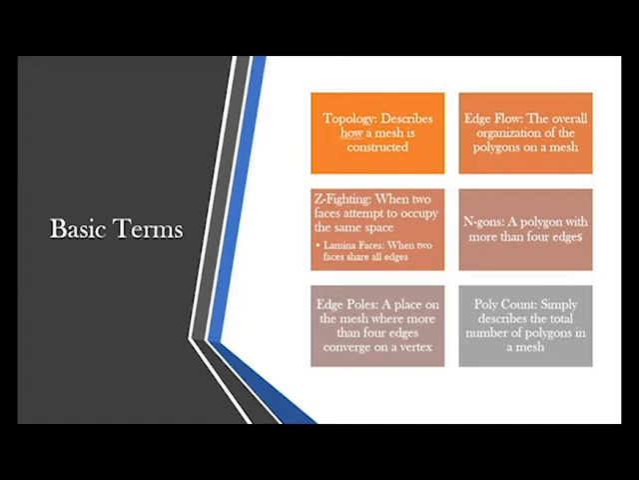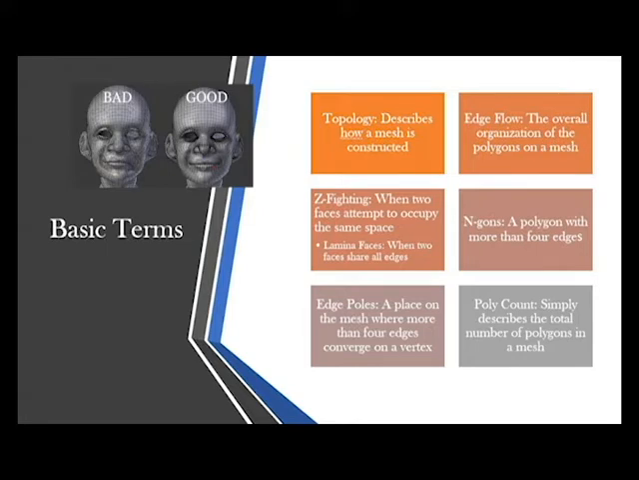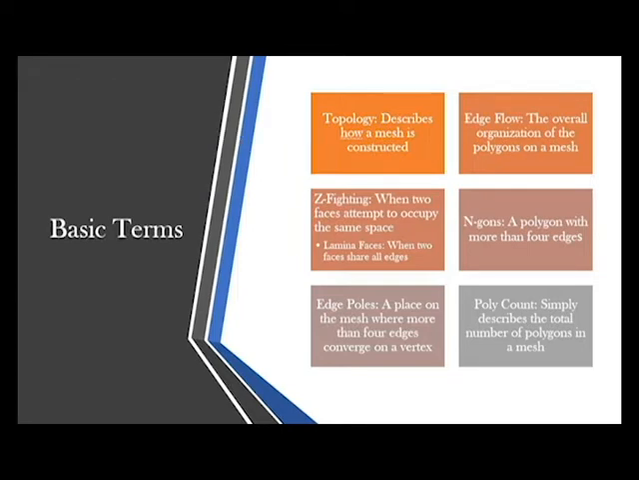You're going to hear this word thrown around a lot, and at its simplest terms, all topology refers to is how a mesh is constructed. Now, there are good ways to construct a mesh, and there are bad ways to construct a mesh. Some of these other terms that you see on the list sort of help define what makes a good mesh versus what makes a bad mesh, or what makes bad topology. And the first of these I'm going to talk about is edge flow.